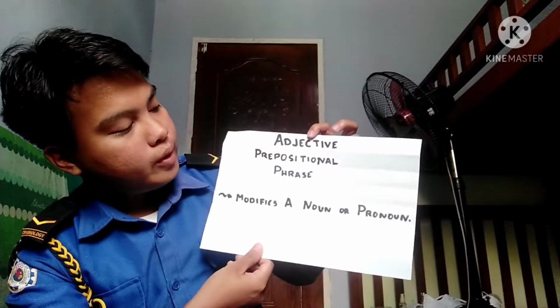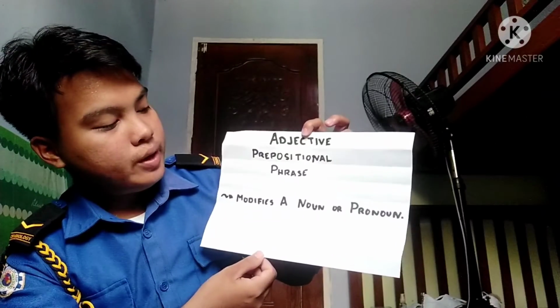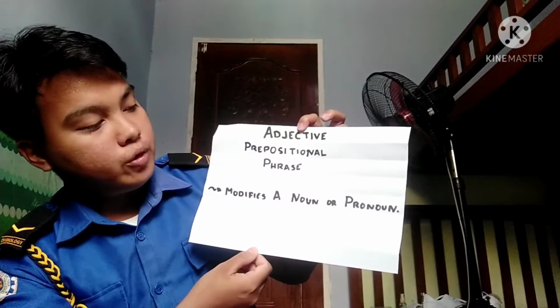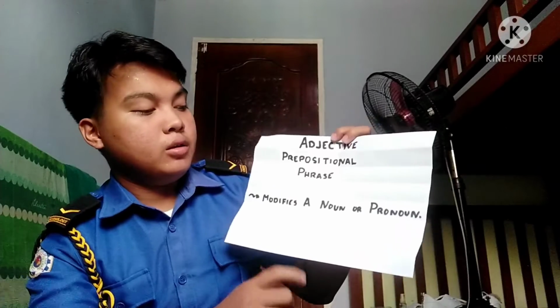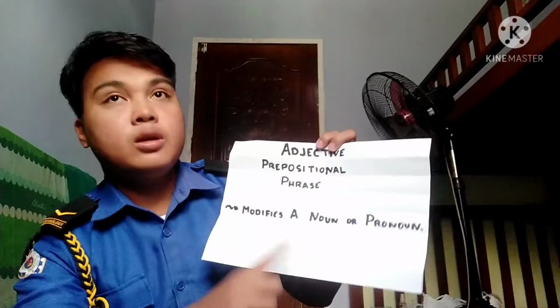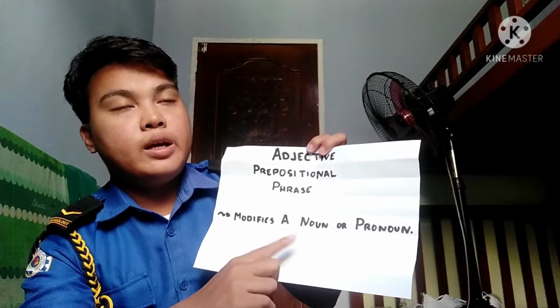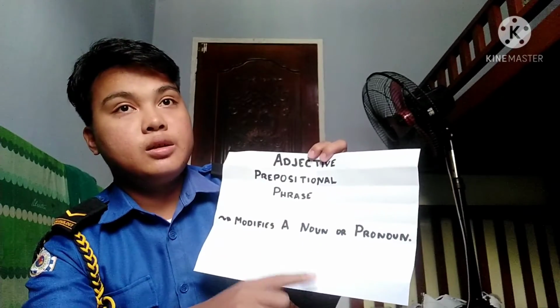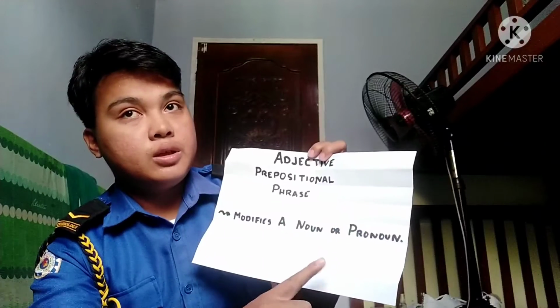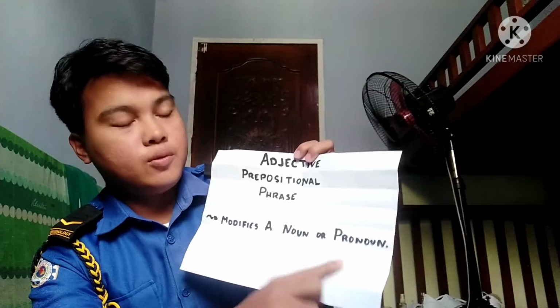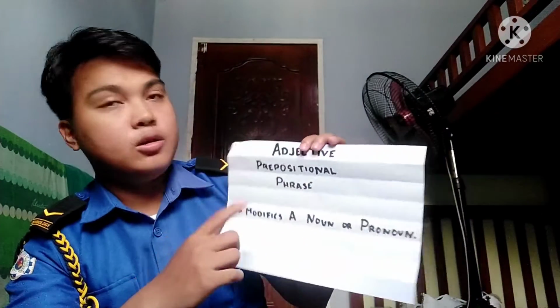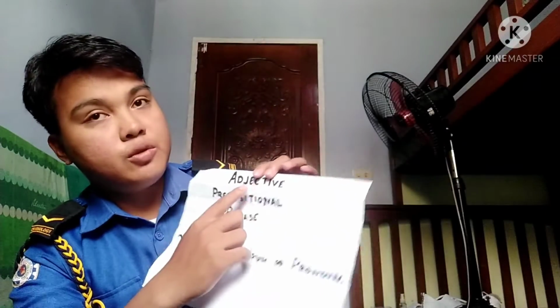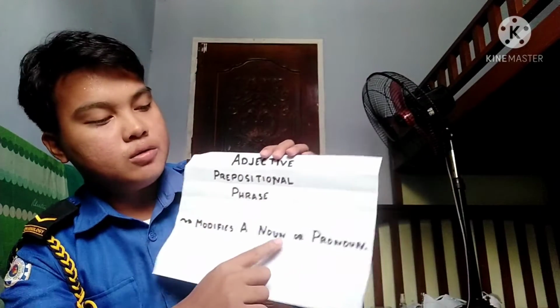An adjective prepositional phrase modifies a noun or pronoun. And what is a noun? A noun identifies any class of people, place, or things, and so on. And a pronoun is a substitute for a noun. Adjectives, known as describing words, describe the noun and pronoun.